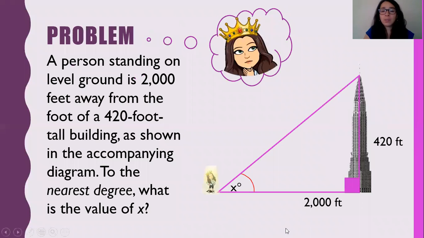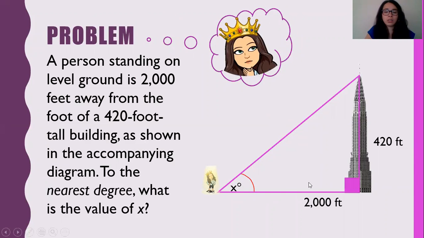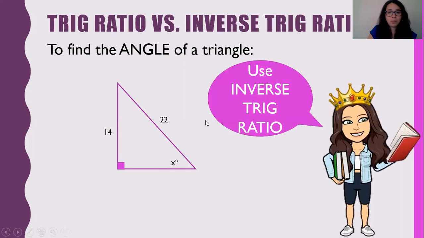So in this question, for example, if I were asking you how far this is, you guys see this from my little Bitmoji to the top of the building, if I was asking you this x, the red one, then we would use the regular trig ratio. But because I'm not asking you that, I'm just asking you the angle, then I use inverse. And I'll show you what inverse is. So now that being said, let's look at how to find the inverse.